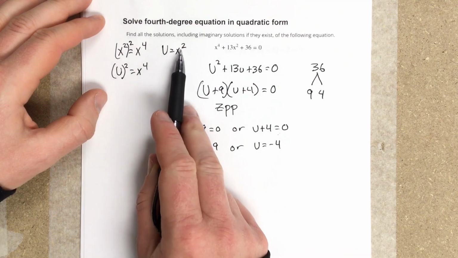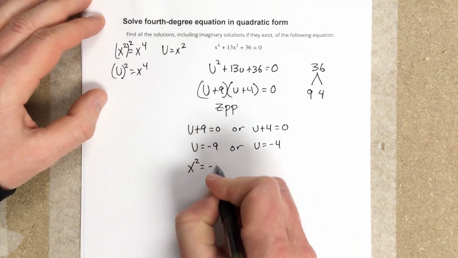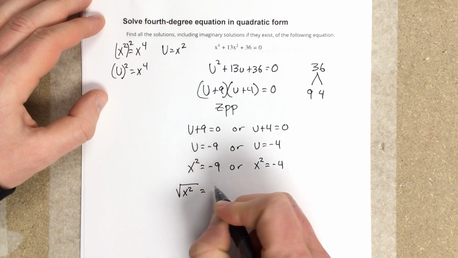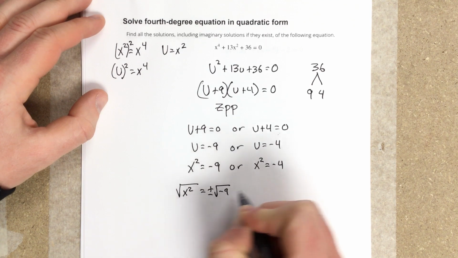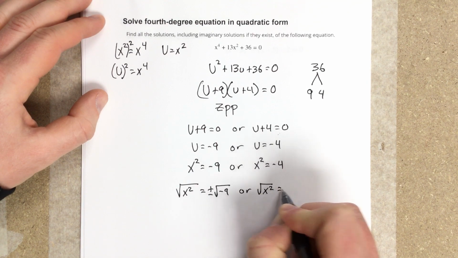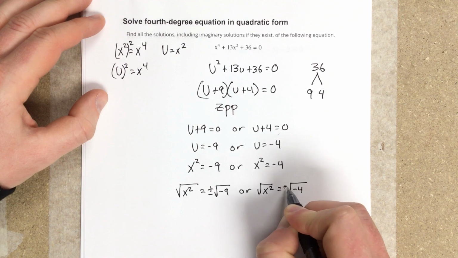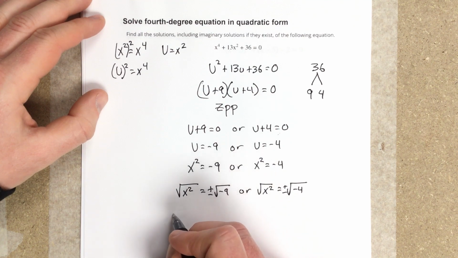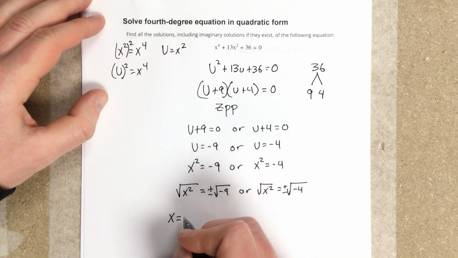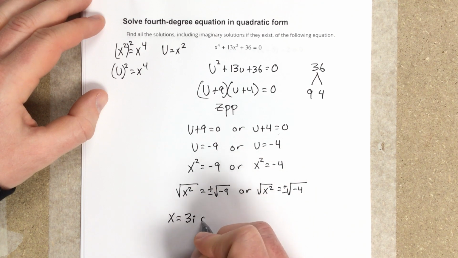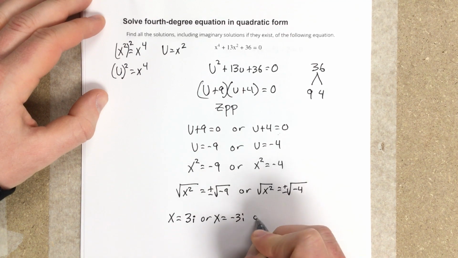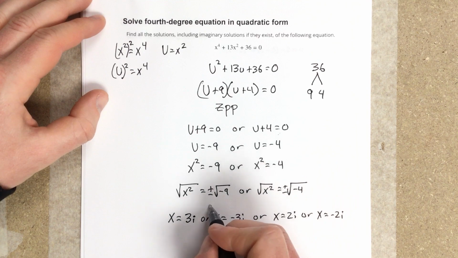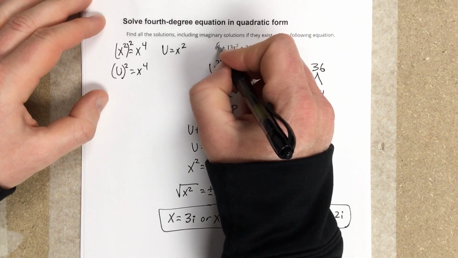Let's resubstitute x squared for u, so we get x squared is equal to negative 9, or x squared is equal to negative 4. Let's do the square root on each side. So we get plus minus the root of negative 9, or square root of x squared is equal to square root of negative 4, but that's got to be plus minus. Whenever I do the root of negative 9, remember that's just going to be an i coming out front, so I end up with x is equal to positive 3i, or x is equal to negative 3i, or x is equal to 2i, or x is equal to negative 2i. Remember, this exponent is telling you the max number of solutions.